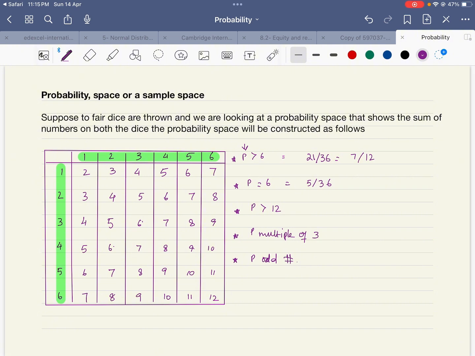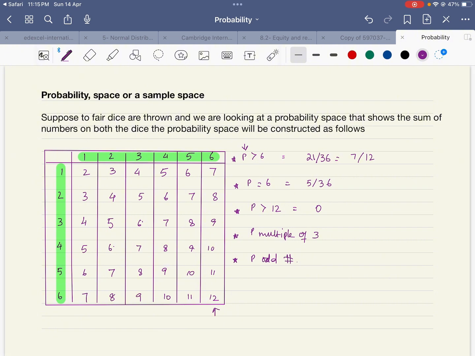Sum equal to 6 is 5 upon 36. Probability of sum being greater than 12 is 0, because the sum is not greater than 12, rather it's only equal to 12.